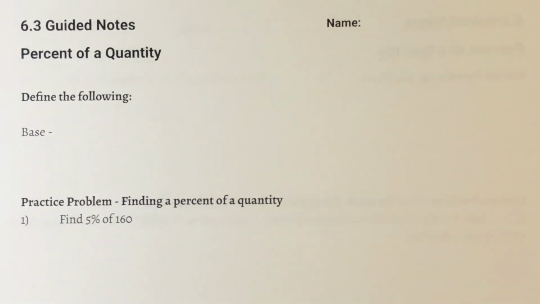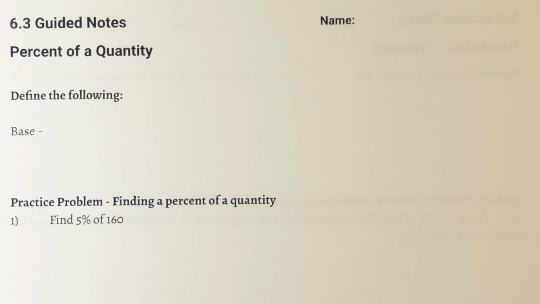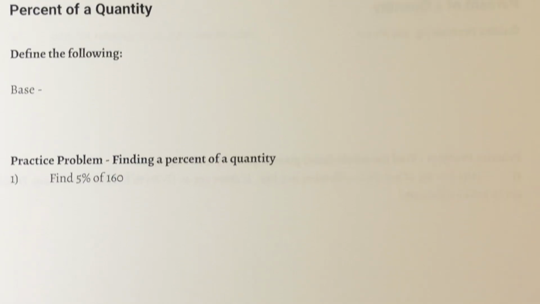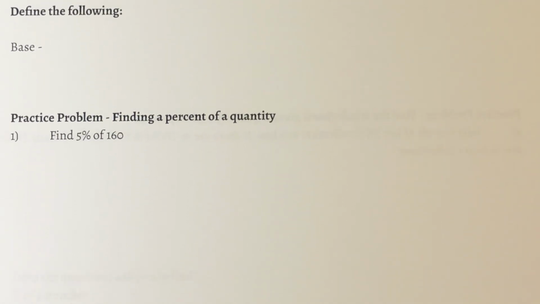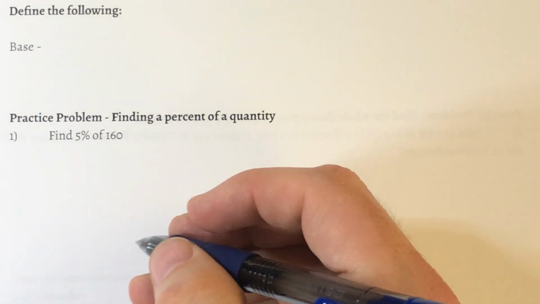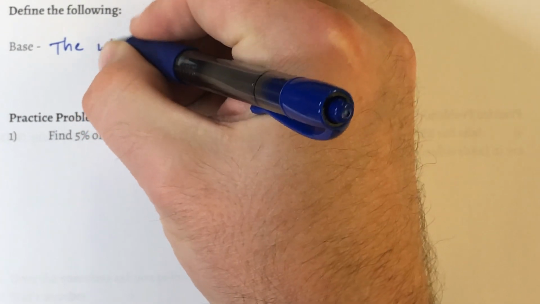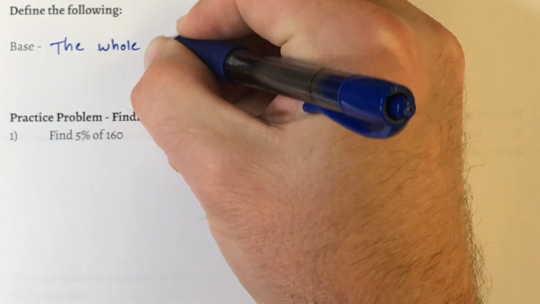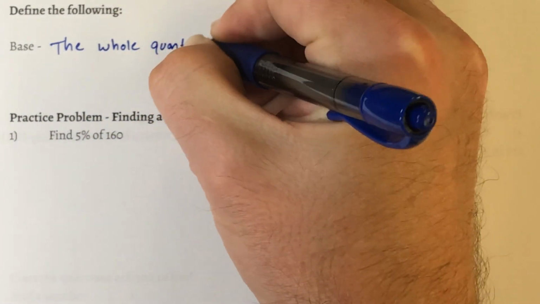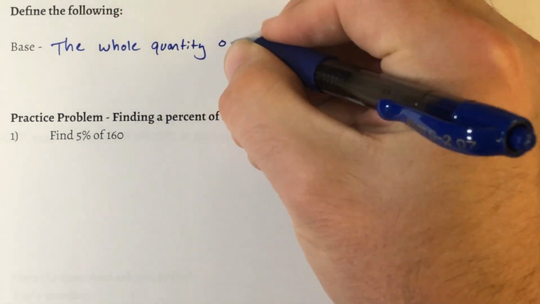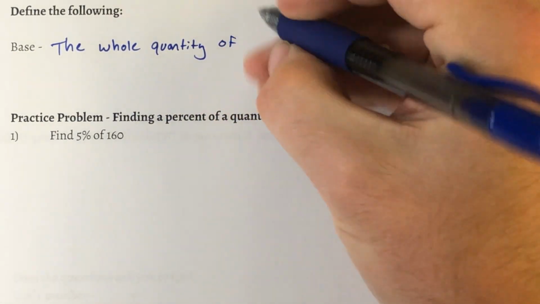So today, we're going over lesson 6.3, percent of a quantity. Specifically, we're going to be finding percentages of numbers. We have one term to provide the definition for. It is base. Base refers to the whole quantity of which a percent is found.